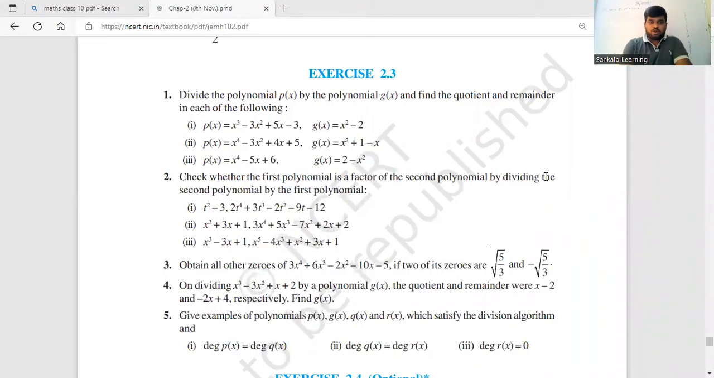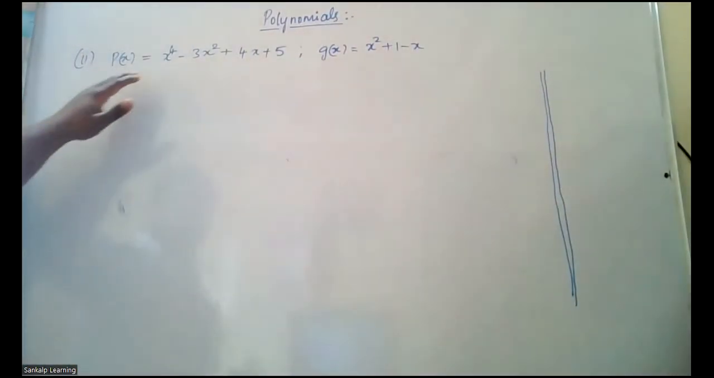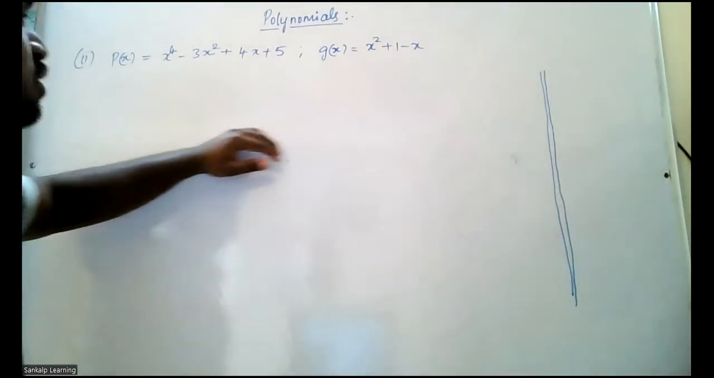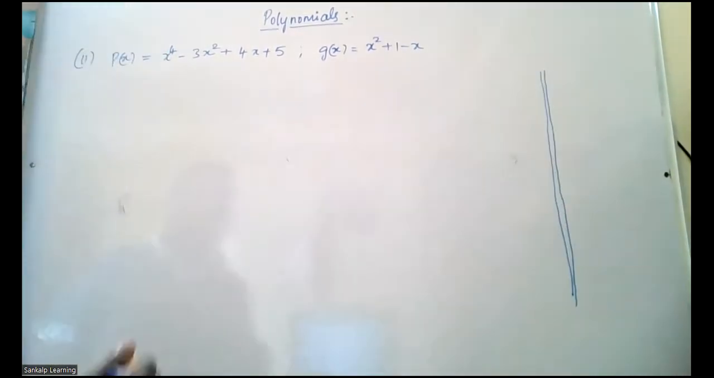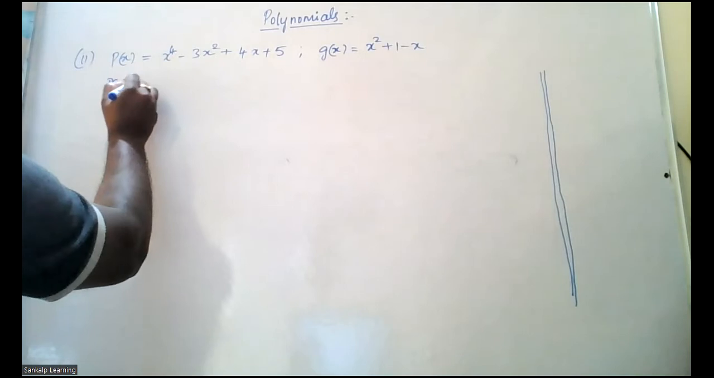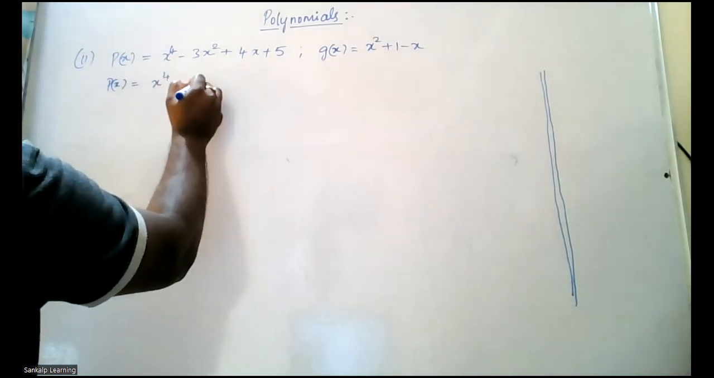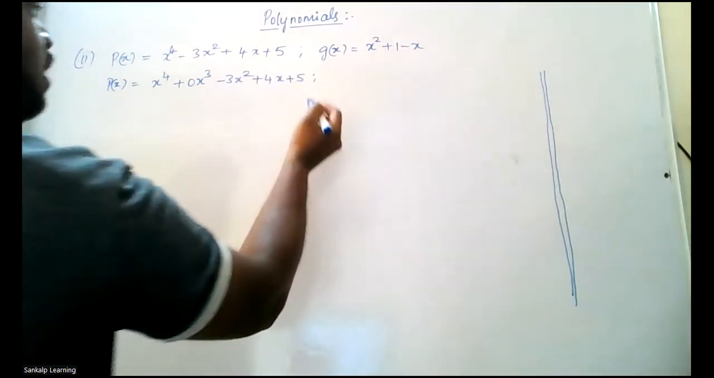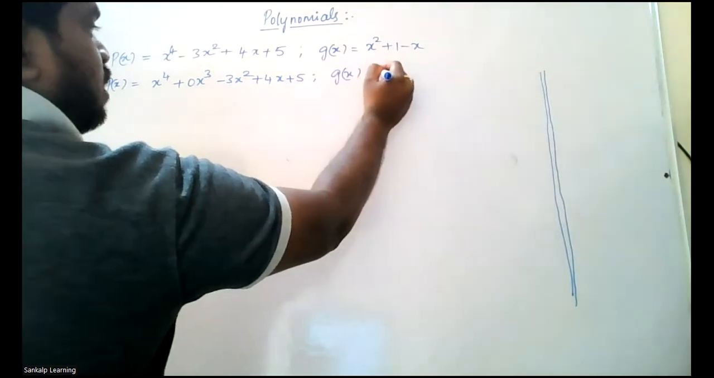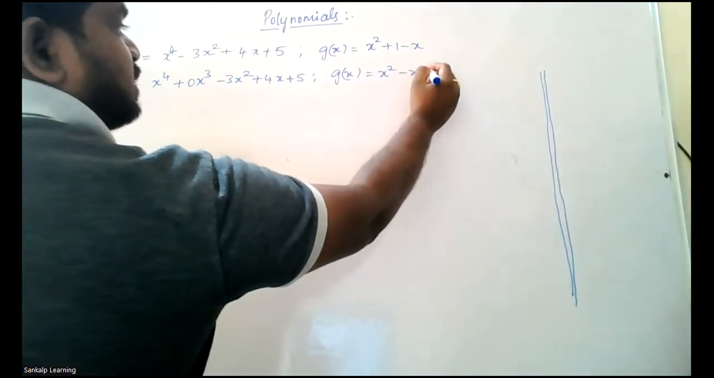So in the second problem, P of x is equal to x power 4 minus 3x square plus 4x plus 5, and G of x is x square plus 1 minus x. So let's solve this. Here, if you observe the P of x, it is actually in the decreasing order of powers, but there is a power 3 missing. After x power 4, we should have x power 3. It is not there. So let's introduce that. P of x is x power 4 plus 0x cube, then x square comes, then x, then the constant. And G of x is not in the proper order. After x square, x should come, that is minus x, then the constant term.